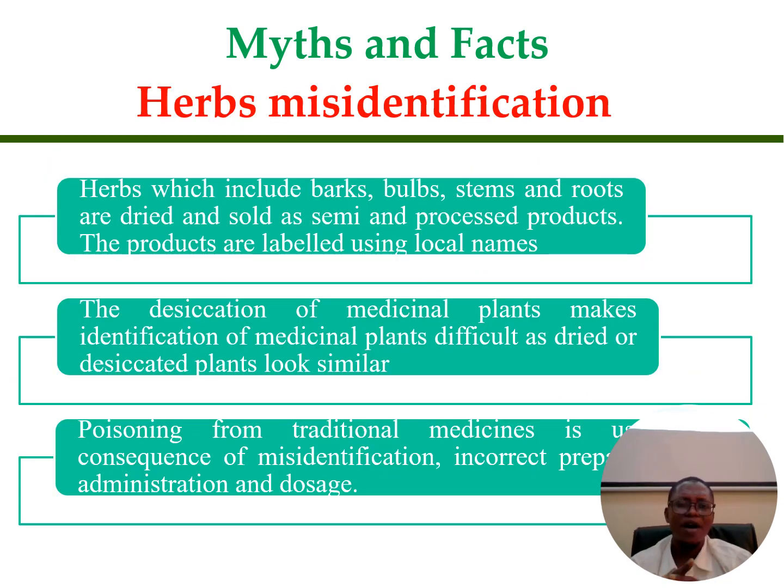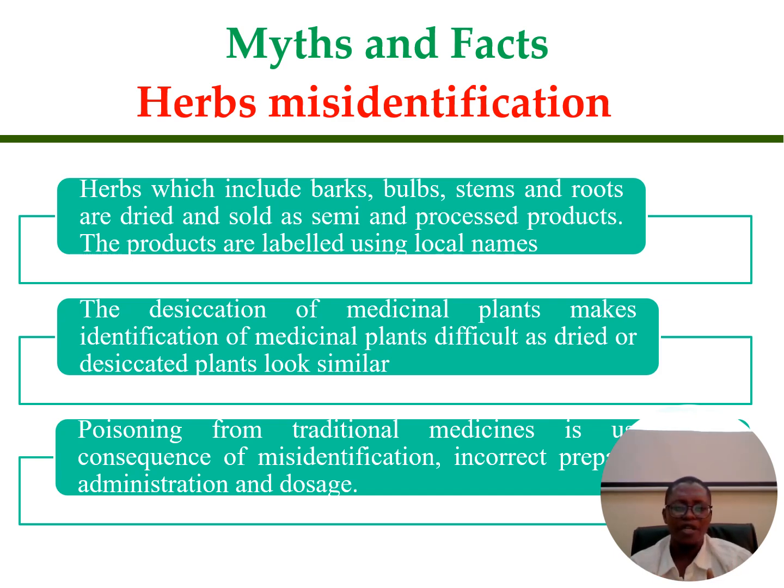So also there is herbal misidentification. Herbs, which include bark, bulbs, stems, roots, are dried and sold as semi-processed and processed products. The products are labeled using local names. The desiccation of these medicinal plants makes identification difficult, as dried or desiccated plants look similar. If you go to the herb seller's shop, you see a lot of herbs dried and they look the same. So there is a problem of misidentification.